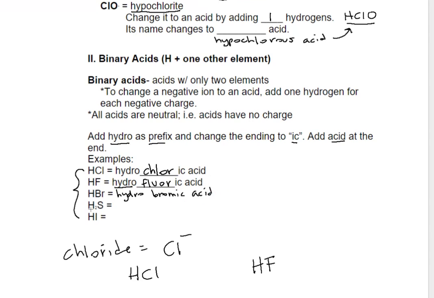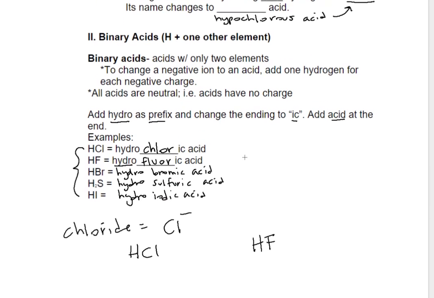Okay, and H2S. Notice I have two hydrogens now, but it's still just two elements, hydrogen and sulfur. So this is hydrosulfuric acid. And lastly, hydroiodic acid. Okay, hydroiodic acid. That's it for the binary ones. So those ones are easy peasy.